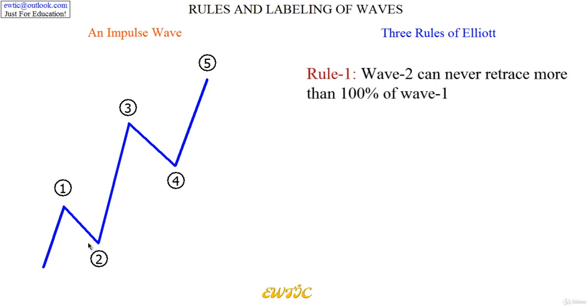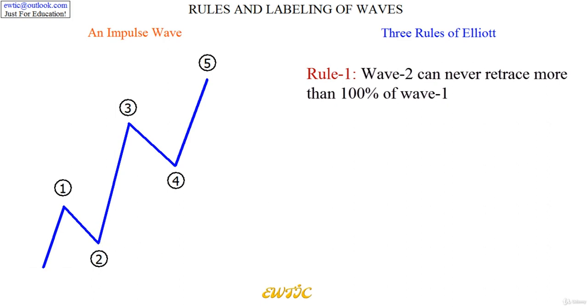wave 2 can never retrace more than 100% of wave 1. This is wave 1, this is wave 2. This first rule of Elliott simply means this wave 2 cannot go beyond the start of wave 1.